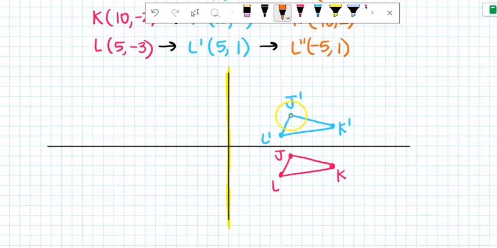Okay, J is 6 to the right, so J is going to move 6 to the left. K was 10, so 1, 2, 3, 4, 5, 6, 7, 8, 9, 10. L was just 5, so 1, 2, 3, 4, 5.